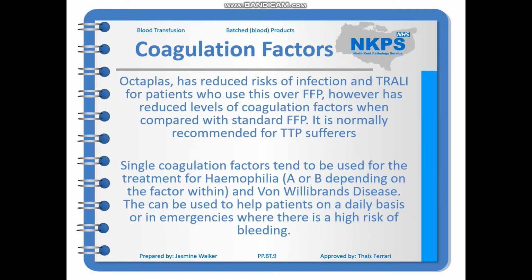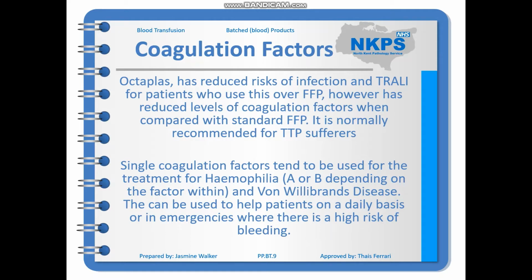Octaplas has reduced risks of infection and TRALI for patients who use this over FFP, however it has reduced levels of coagulation factors when compared with the standard FFP. Normally it's recommended for TTP sufferers. So Octaplas, the most comparable product to it would be FFP, and they can sometimes be interchangeable, but there are some benefits to choosing one over the other depending on the case.